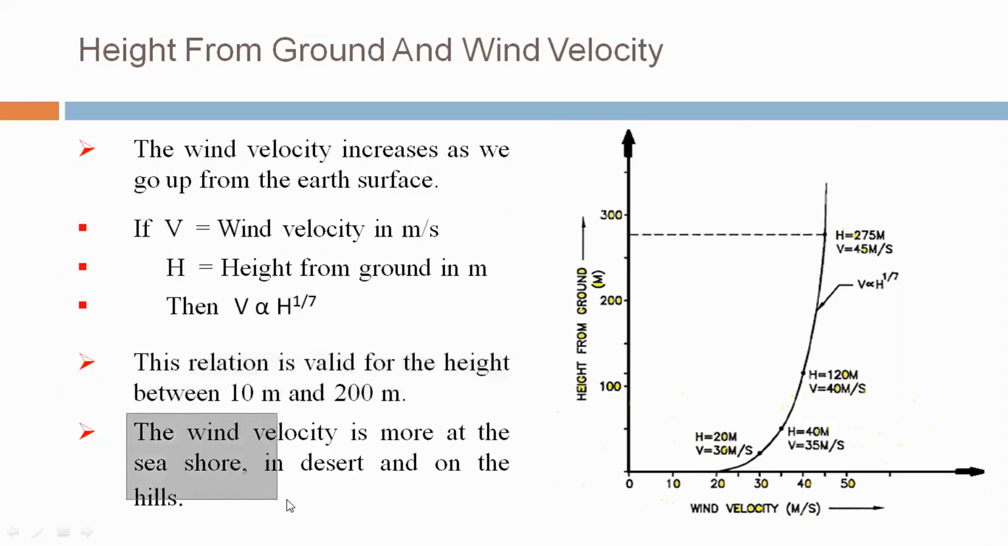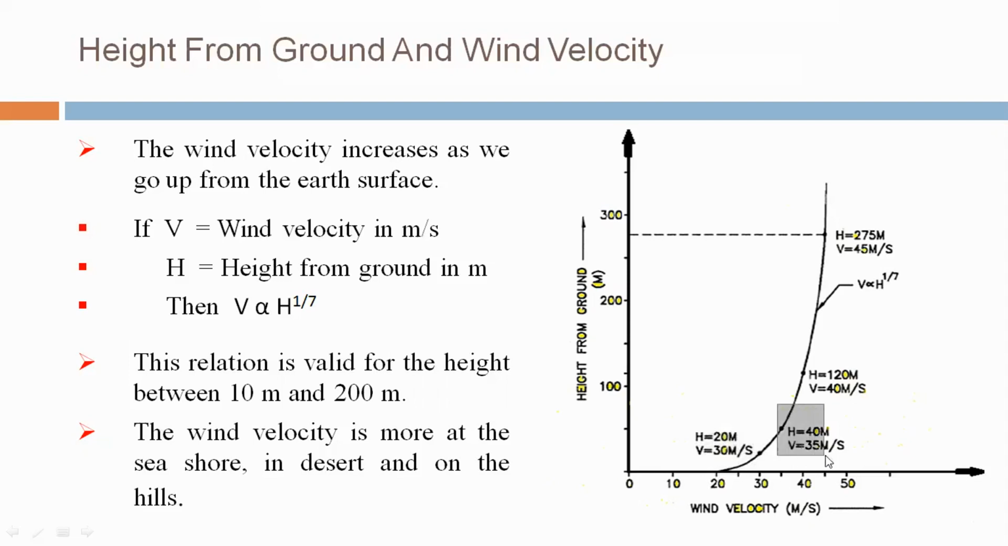The wind velocity is more at the seashore, in desert and on the hills. Here see that based on that, h is equal to 20 meters and velocity 30 meter per second.